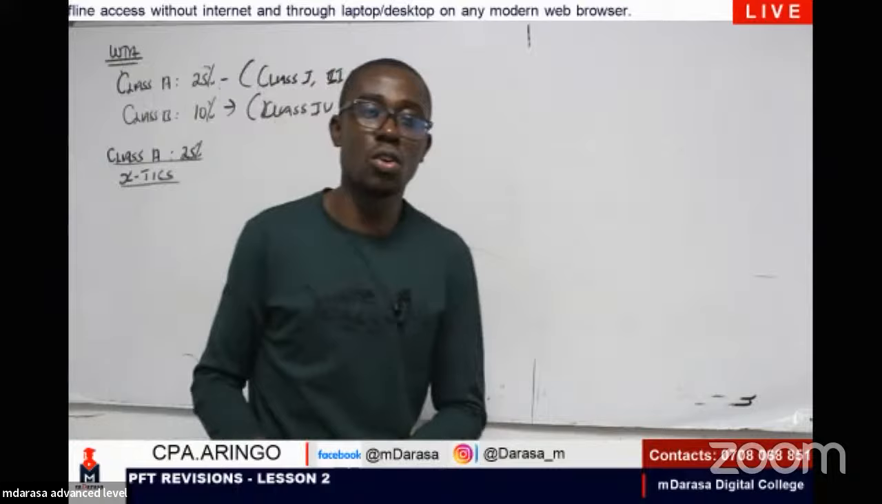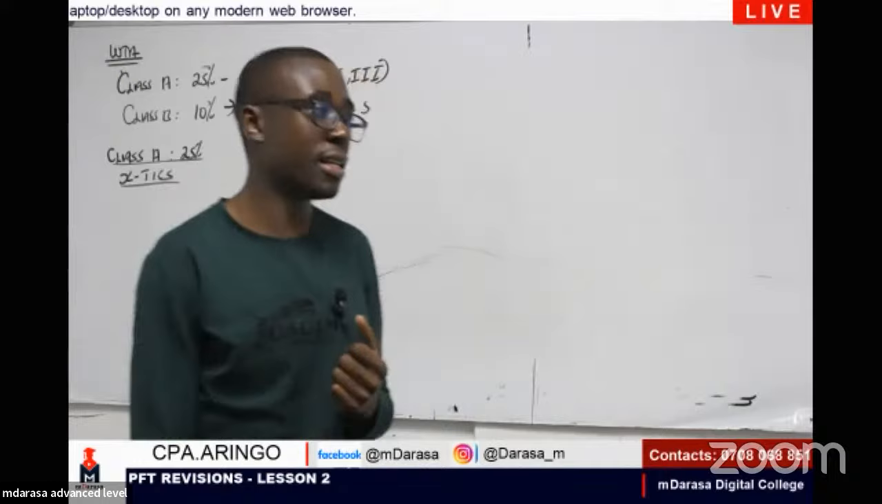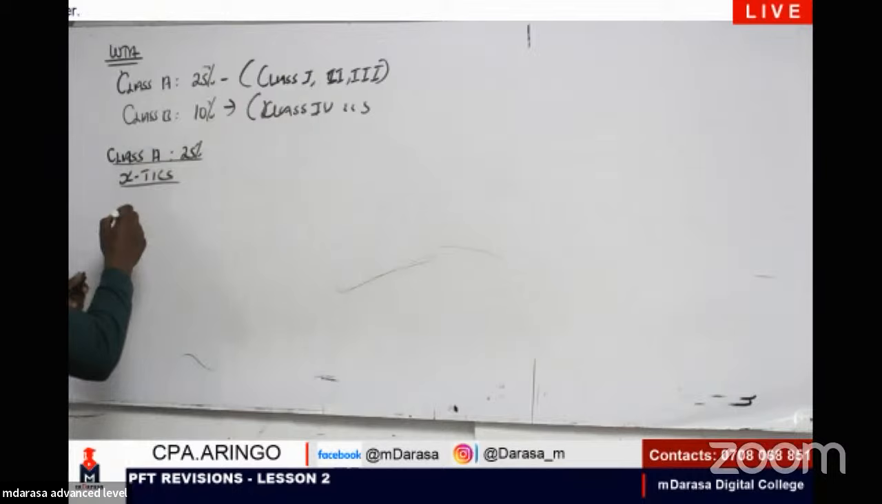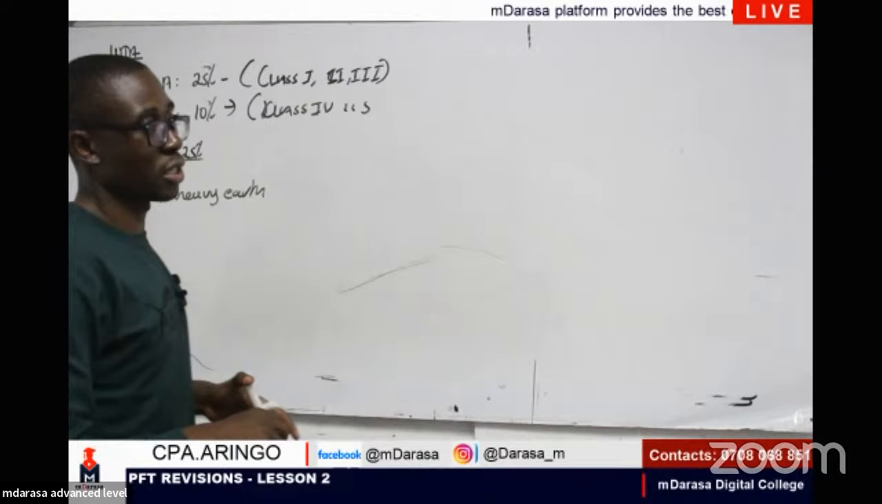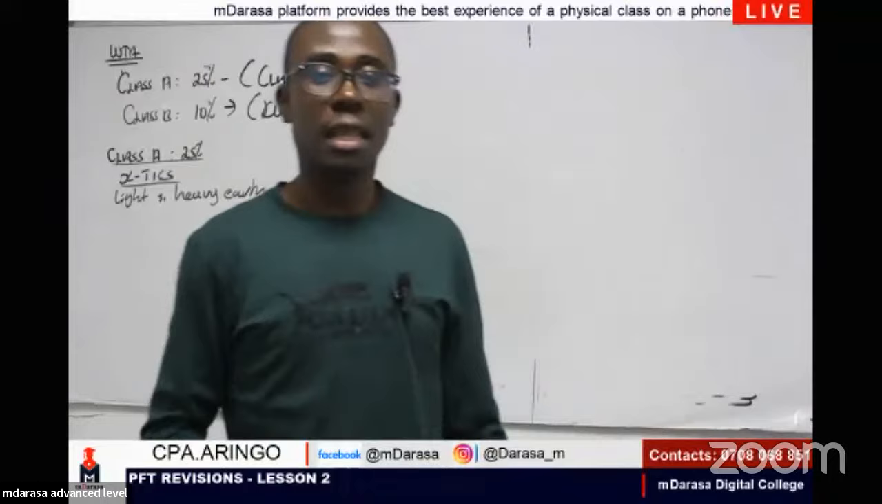What do these items include here, my good students? Characteristics of class A items. The first characteristic: light and heavy moving machineries and equipments.